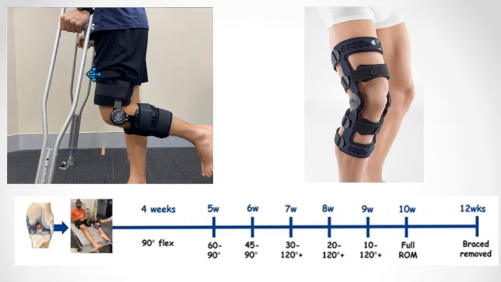So they brace you at 90 degrees and you have to stay for 4 weeks in that position. And then every week they kind of extend your knee joint and give you a little bit more mobility while they're also rehabbing you. So this is a non-surgical treatment.